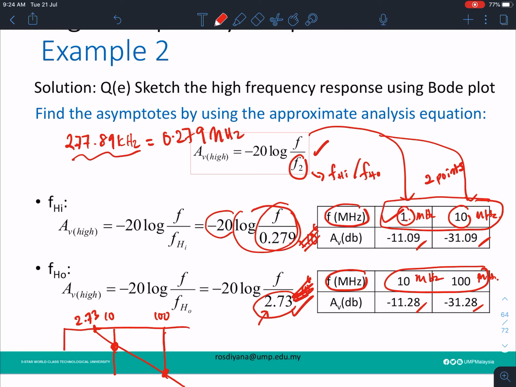It means that at 10 I will get negative 11.28, and at 100 negative 31.28. This is for the actual frequency of 2.73 megahertz. Here is AV, in dB. This is dB and this is dB. Now this is the frequency.